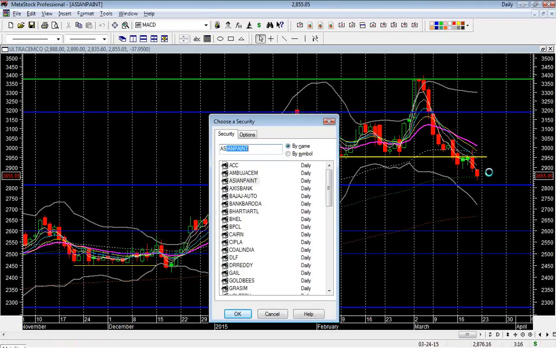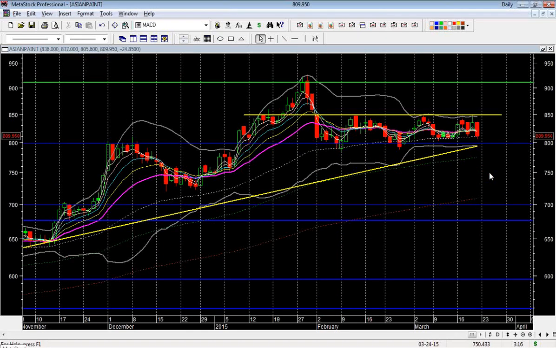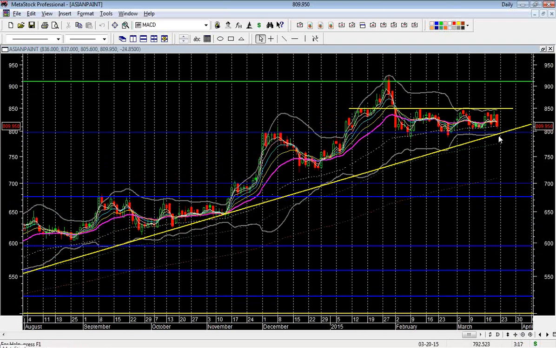Okay, next coming to Asian Paints. Well, that is holding out 800 quite well, I would say. And if you noticed on all the indices, a lot of breakdown happened on Friday specifically, and I think it's a question of time whether this breaks down or not. And I would say if it breaks down below 788, you should just short Asian Paints.